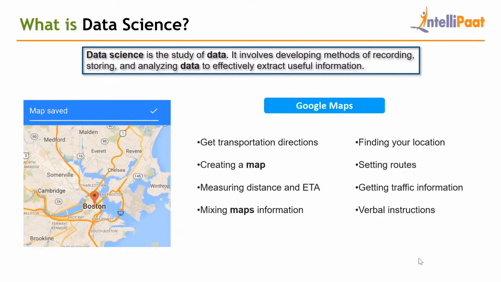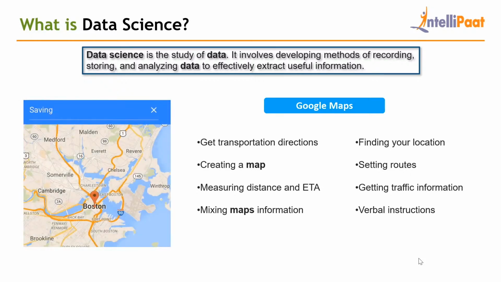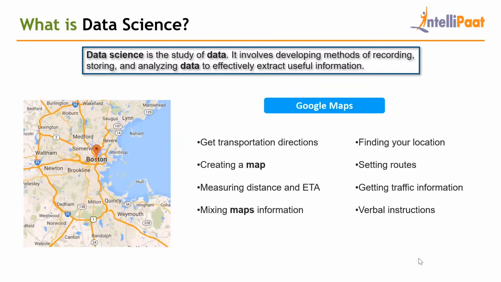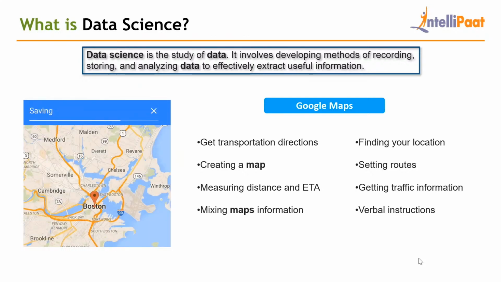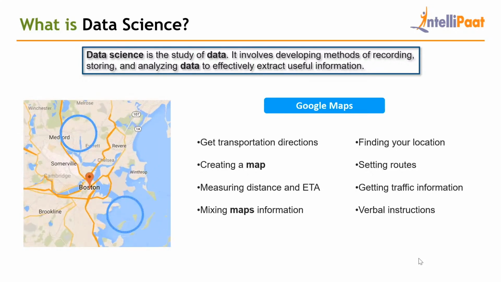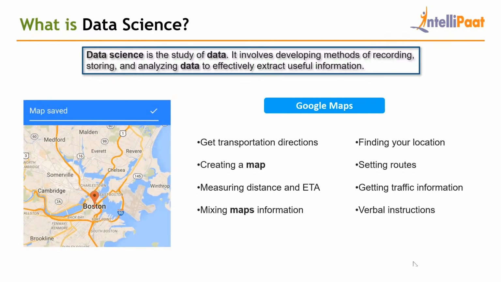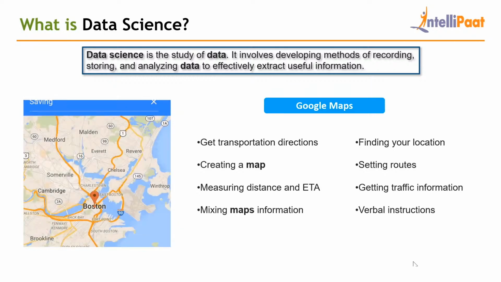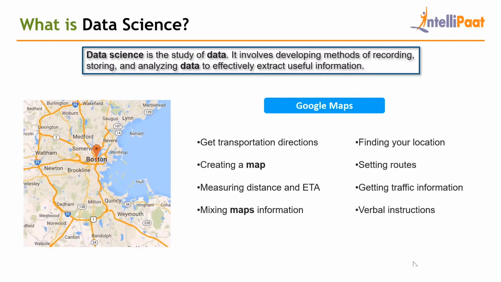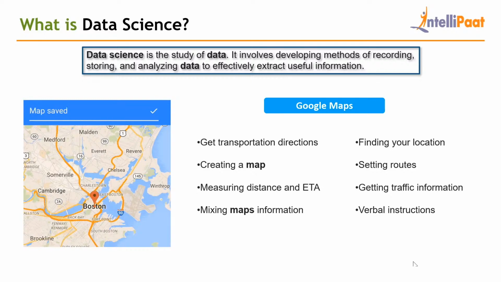traffic information, as well as verbal instructions, that when you are traveling it will suggest you to take a right or take a left, and it will tell you about the distance and the path. It will give you notifications about it. All these things can be done by using Google Maps, and it is all possible with the help of data science. It collects the real time data of the people who have enabled the Google Maps services, and it collects real time information about the place, about the routes, about the traffic.